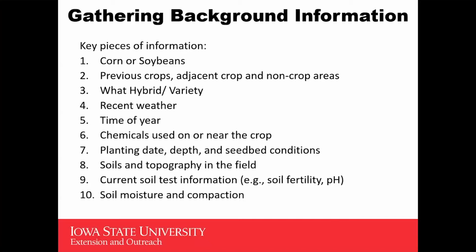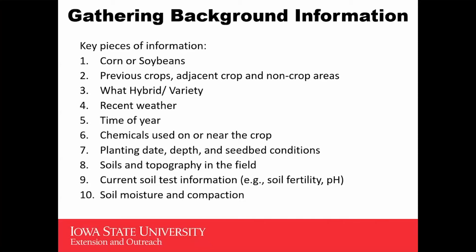Chemicals used on or near the crop are very important. Some chemicals can cause symptoms on plants that resemble diseases. So knowing the history of what kind of chemicals have gone on is pretty important. Planting depth and seedbed conditions. Again, some of these things, if done incorrectly, can resemble diseases, can cause stunting possibly.